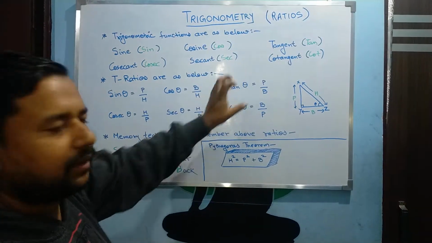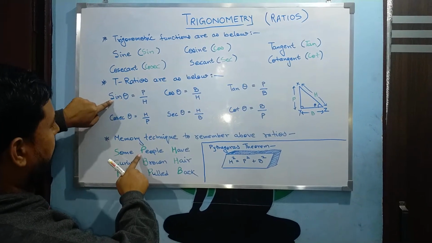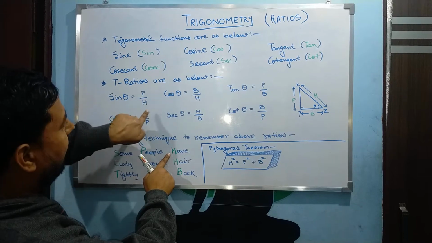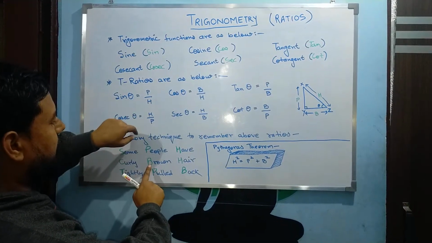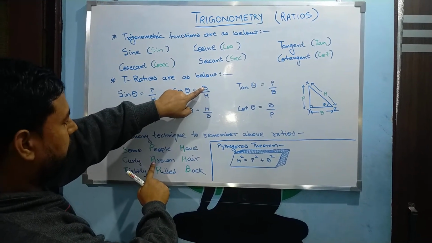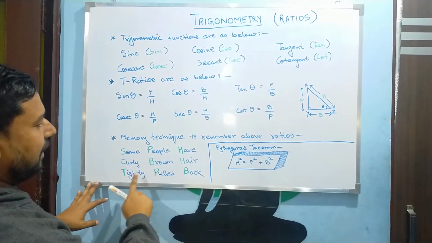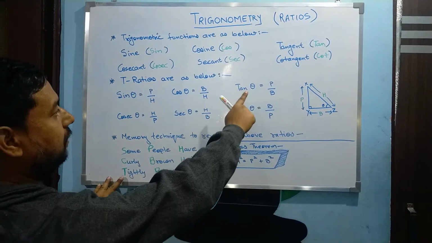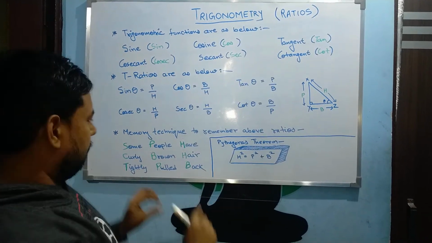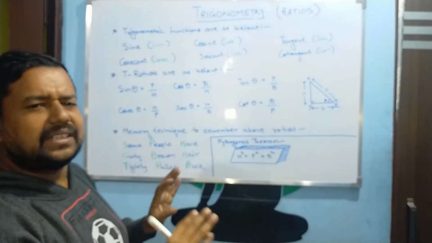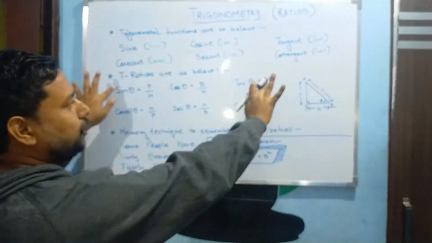Sine, cos and tan. Some people have: S for sine, P for perpendicular, H for hypotenuse. Then curly brown hair: C for cos, B for base and H for hypotenuse. And for tan, tightly pulled back: T for tan, P for perpendicular and B for base. Just remember this statement, some people have curly brown hair tightly pulled back. You will get all the ratios.